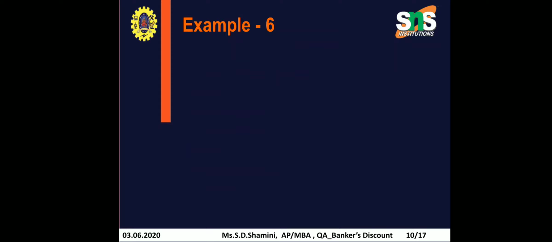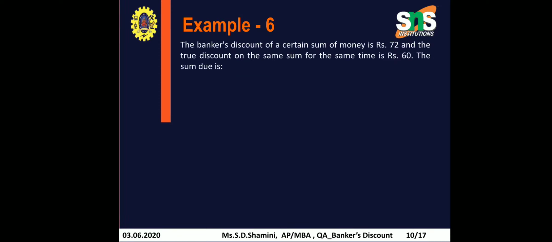And your next example: the banker's discount of a certain sum of money is rupees 72 and the true discount on the same sum for the same time is rupees 60. The sum due is, the options are rupees 360, rupees 432, rupees 540 and rupees 1080.